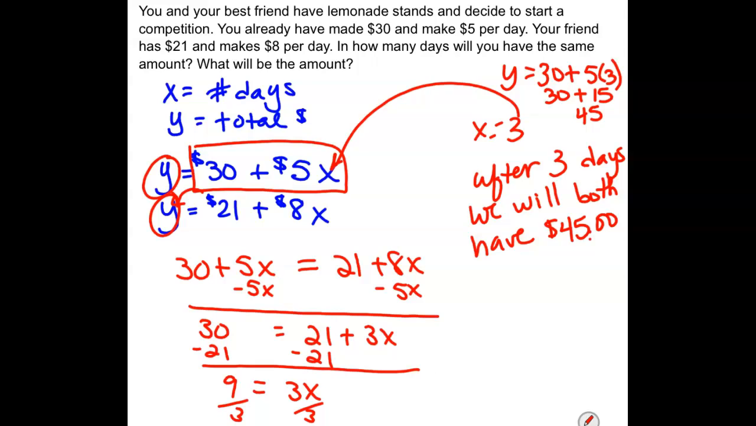Okay, now we can check that again, plugging it in there. 8 times 3 is 24, adding with the 21 they already have. So both of us do have $45 after those 3 days.